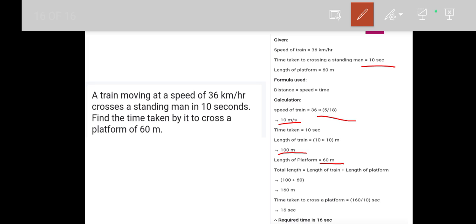So our total length will be the length of the train plus the length of the platform. The length of the train is 100. The length of the platform is 60. 100 plus 60 is 160. Now the time taken to cross the platform is 160 divided by this 10 meters per second. So 160 by 10 is 16 seconds.